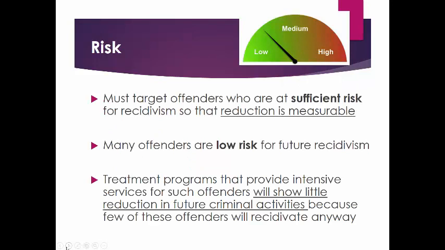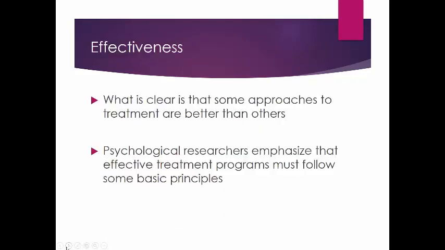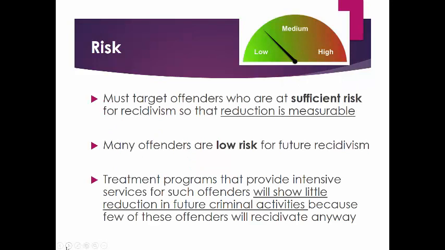So, risk. What we know from our psychological literature is that offender programs must target offenders who are at sufficient risk for recidivism so that reduction is measurable. If you remember back to our table here, those at the low end, those at the left, we don't see really any benefit to treatment, because the majority of those guys, even if they don't receive treatment, don't reoffend anyway. So we're not going to see any change if we treat them. And in some instances, treating them can actually make them worse. It's not clear why that is.